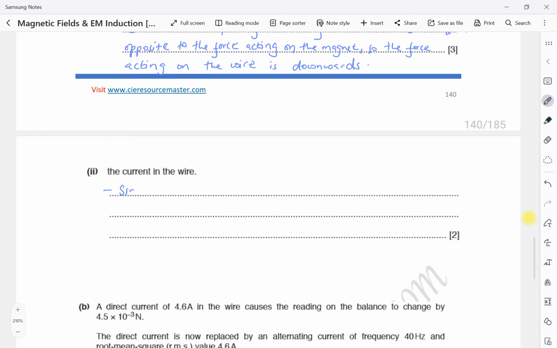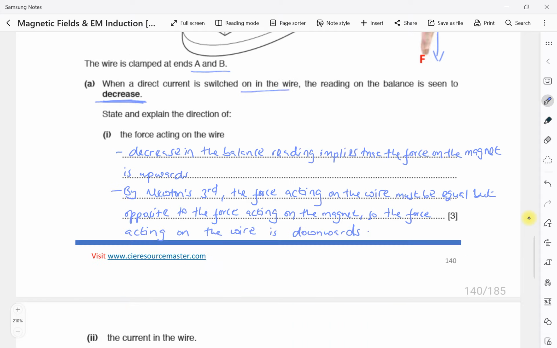So I will say that since the force on the wire is downwards, by Fleming's left-hand rule, the current is from B to A. Okay, so the current is from B to A.